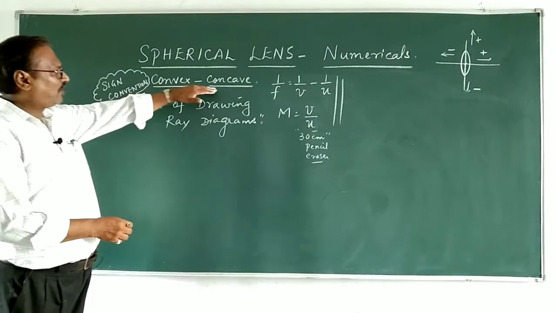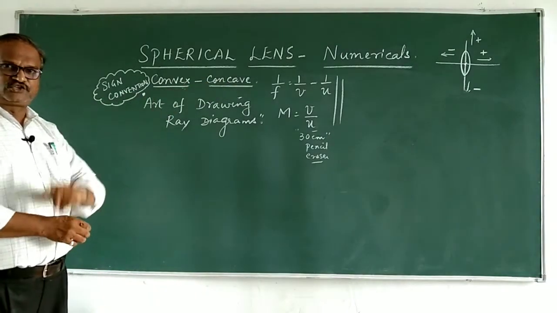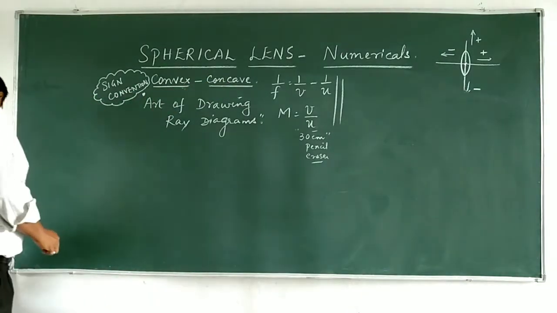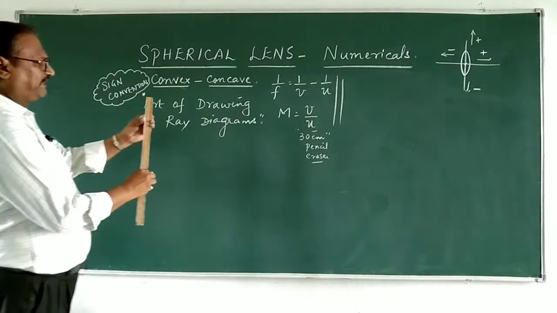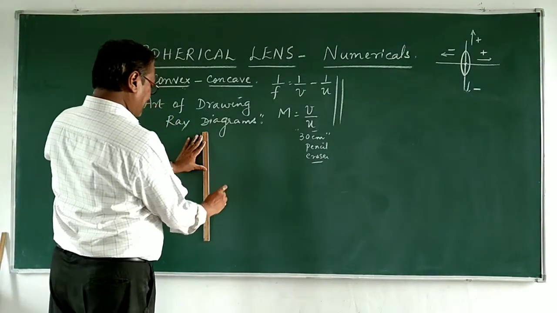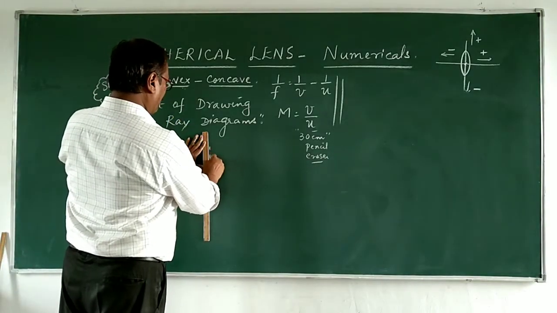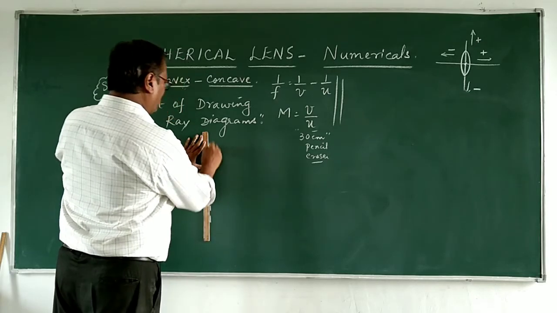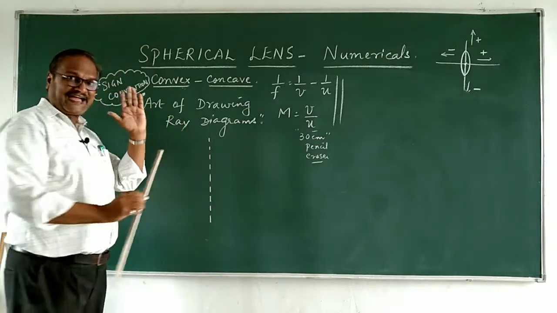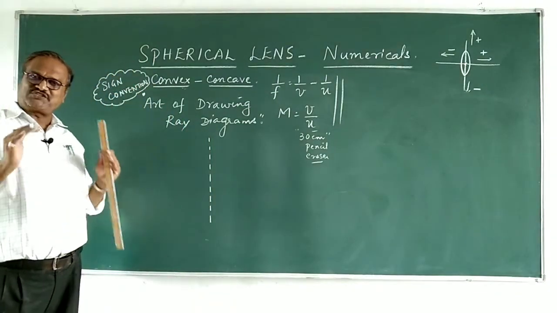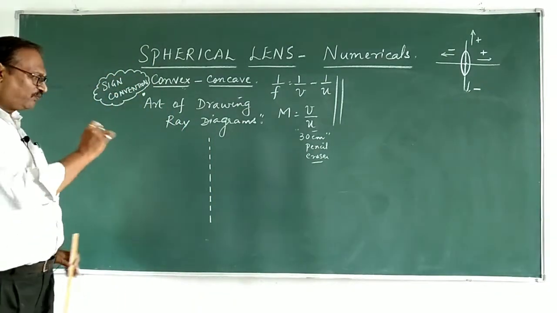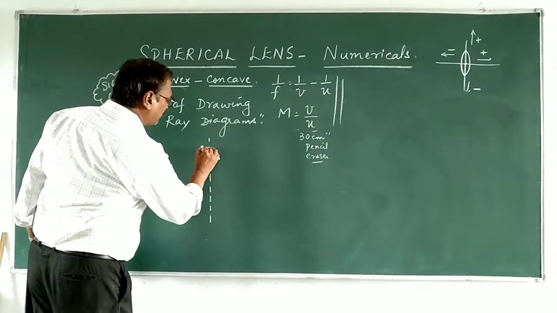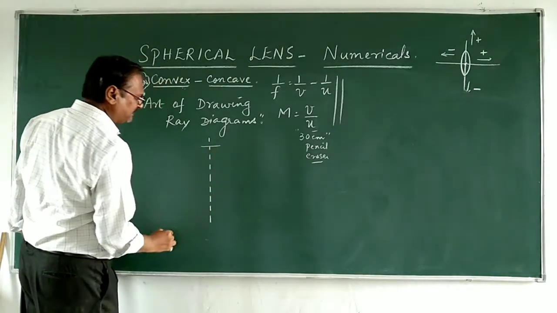Here I am going to draw a concave lens. You see what I am doing? I am taking my half meter scale and I am going to first draw a dotted line. And this dotted line stands for the optical axis. The lens is thin, so I don't worry. Now what I do, I keep it like this, draw like this.